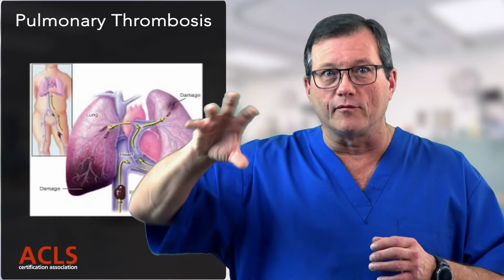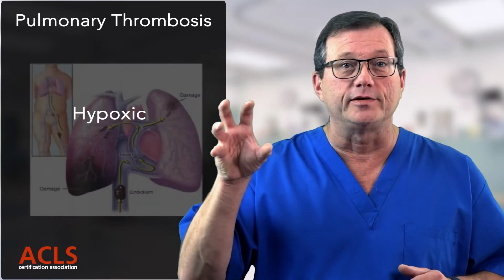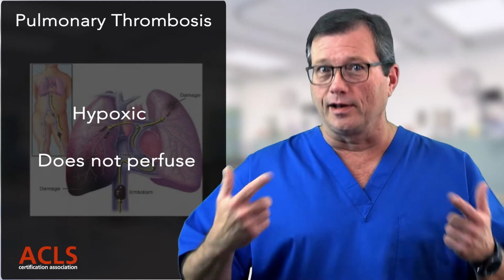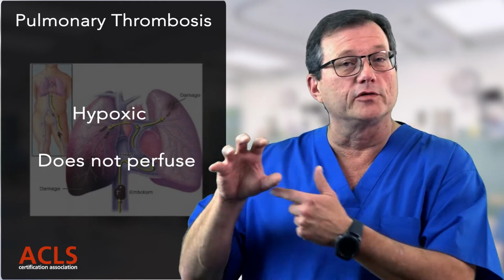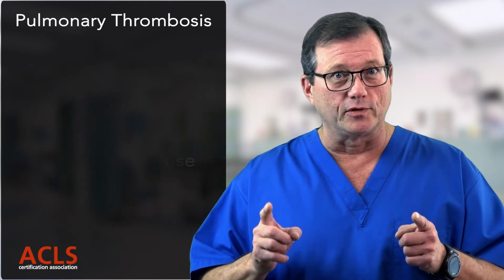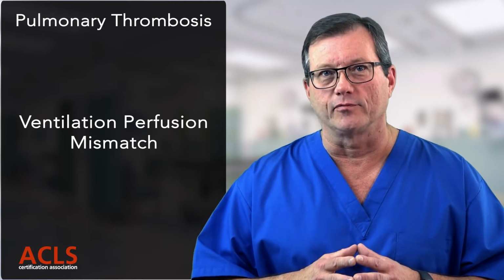Therefore, around the alveolus, since there's no blood flow, that area becomes hypoxic. It does not perfuse. Now the patient's breathing, right? They're ventilating, but that area of the lung, because the blood supply has been cut off, it's not perfusing. This leads to a ventilation-perfusion mismatch. That's where that came from.